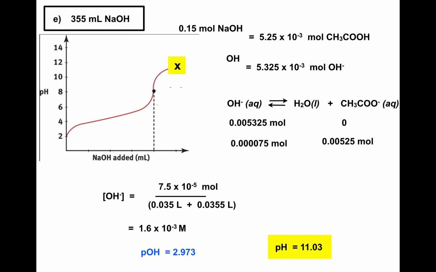So, 4 different problems. A Ka problem to figure out the pH initially. We solve for a buffer until we get to the equivalence point. It's a Kb problem when we get to the equivalence point. And then the last point, past the equivalence point, you're just solving for how much excess hydroxide is left and getting the concentration, getting the pOH and the pH.